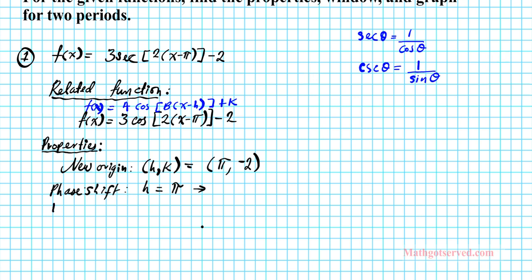Next thing we need is the vertical shift. The vertical shift is k, and k is negative 2. Along the y-axis, since it's negative, we're going to be going down. Next thing we need to find is the amplitude. So how do we find the amplitude of a trig function? Amplitude is determined by computing the absolute value of a. We can clearly see that a is 3 here. The absolute value of 3 is 3, and then we're going to be going up and down.